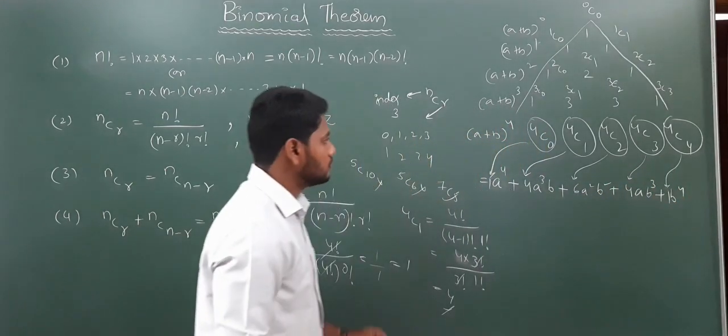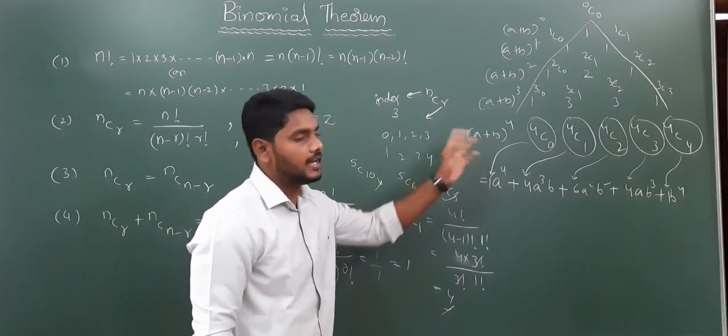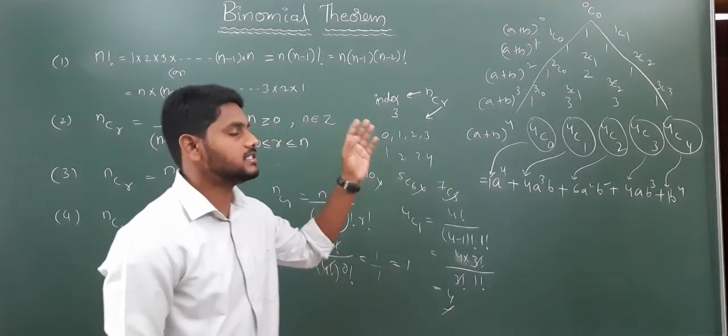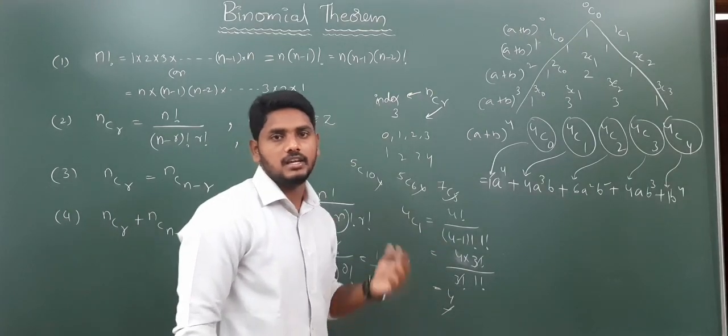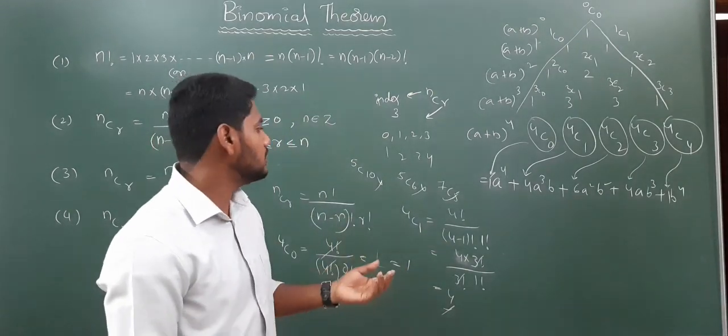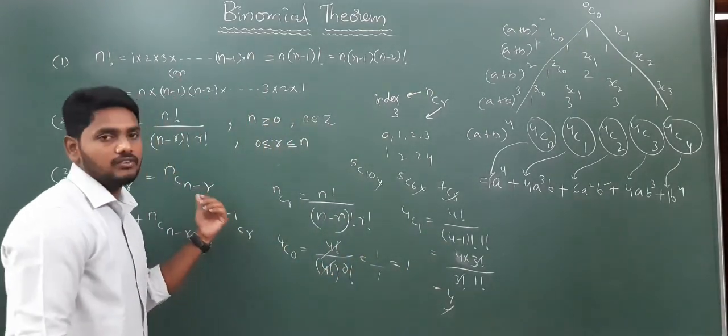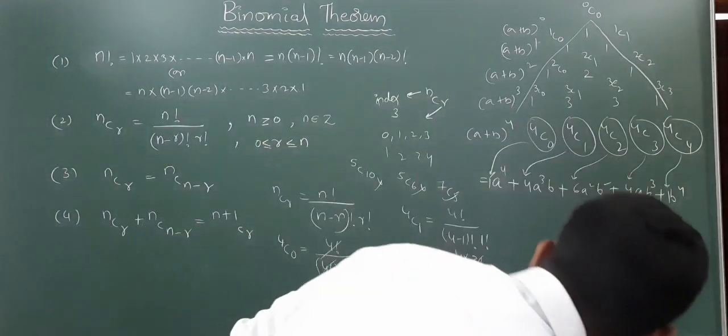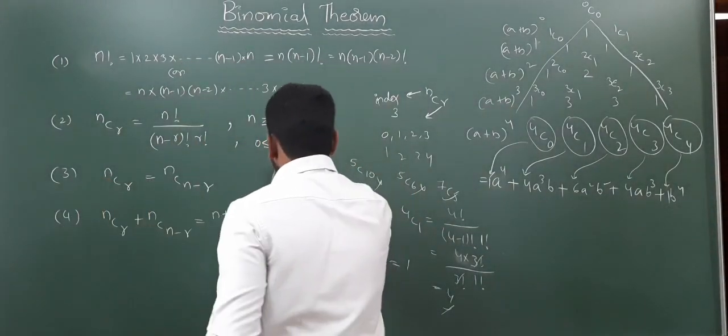Understand? So like this, we will find these nCr values. It may be 7C5, 6C3, 8C1, 8C2. Any values we can find by using the nCr formula. Pause the video to note it down. Next we will go through the next formulas.